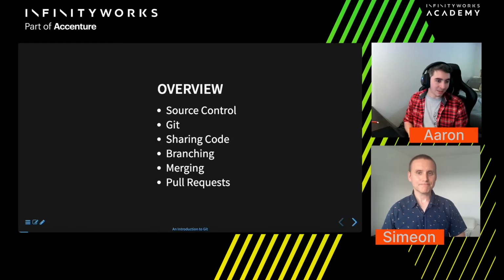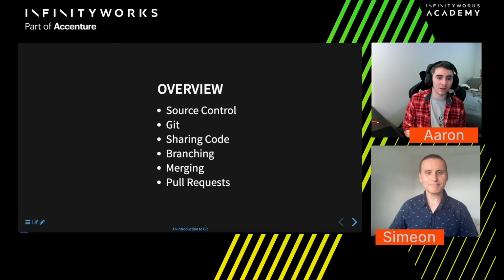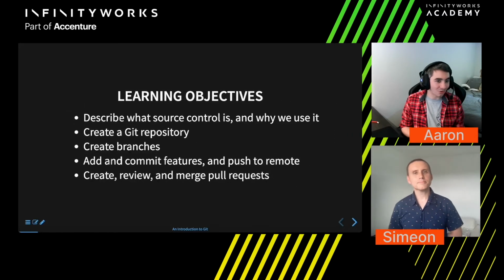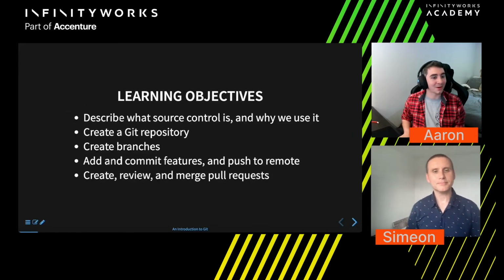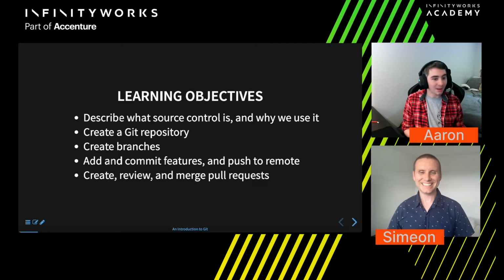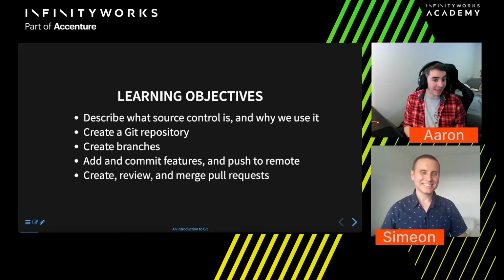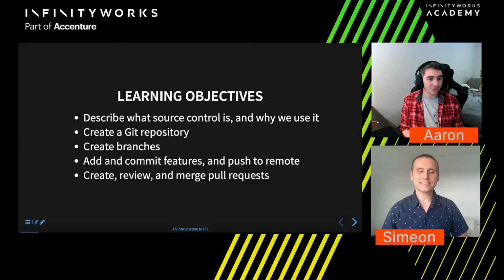So the main learning objectives for this is basically to understand what I just went over in the overview. By the end of this, hopefully you'll be able to describe what source control is and why we use it. You'll understand how to create a Git repo, how to create branches, how to add commits, how to make a push to the remote, and how to create, review, and merge pull requests.